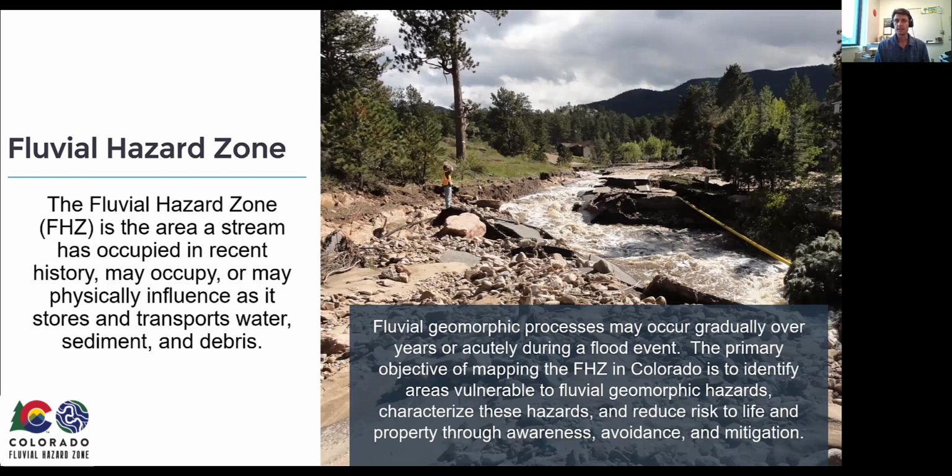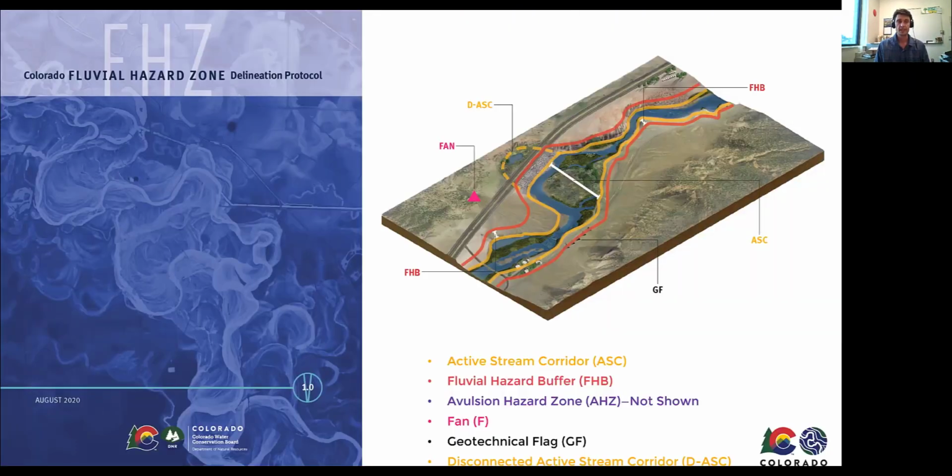And the primary objective of the mapping of fluvial hazard zones in Colorado is to identify these areas that are vulnerable to fluvial geomorphic hazards. We want to characterize these hazards and then map them to reduce risk to life and safety through avoidance and mitigation. Now, here's the protocol itself. It's just published from its draft form. It's in its final form as of this August. And you can download this protocol at coloradofhz.com.